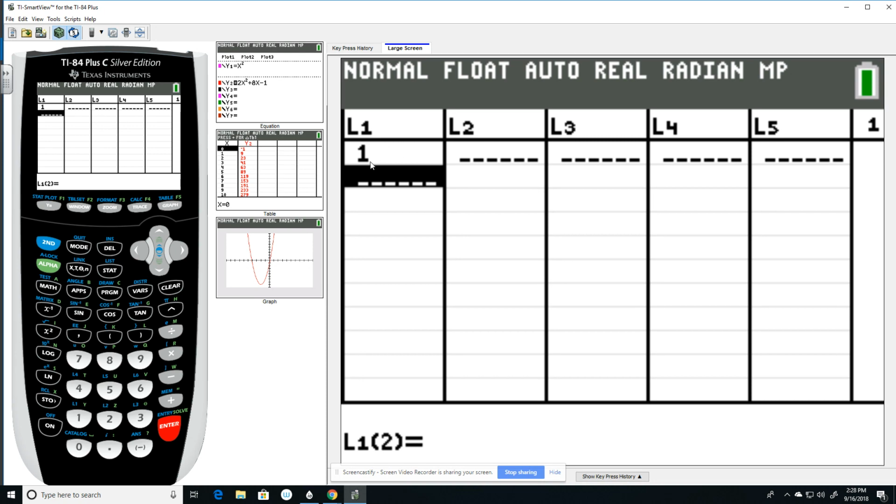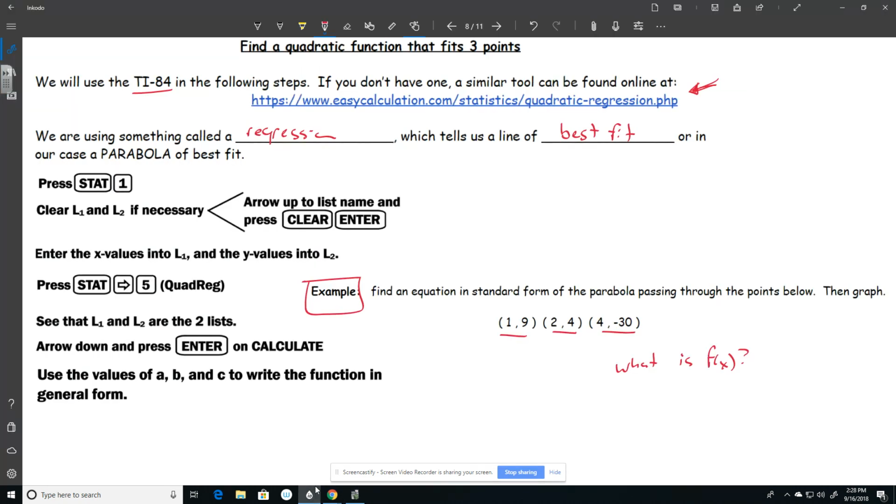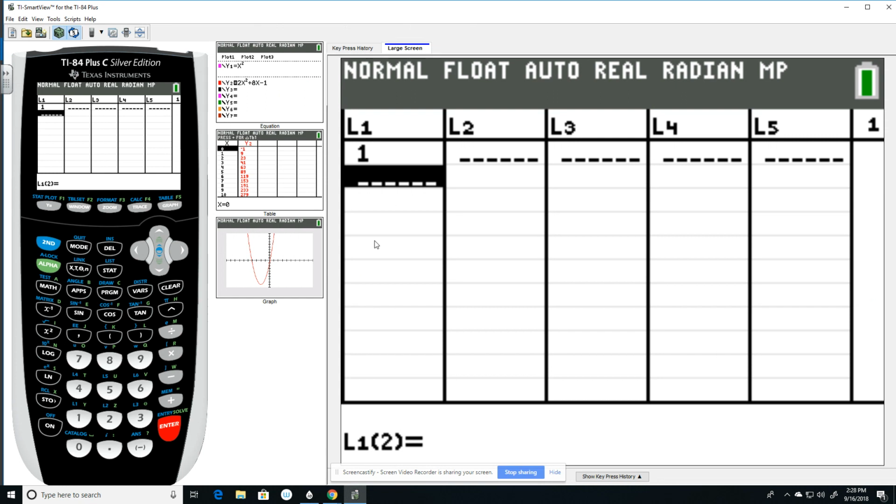So my first X value is 1. I know that's the first X value because I'm looking at this right here. Here's an X, here's an X, here's an X. So I plug those in. 1 is my first one. 2 is my next X value. 4 is my last X value. Okay. Now I plug in the Y values in this list, but they have to match these.